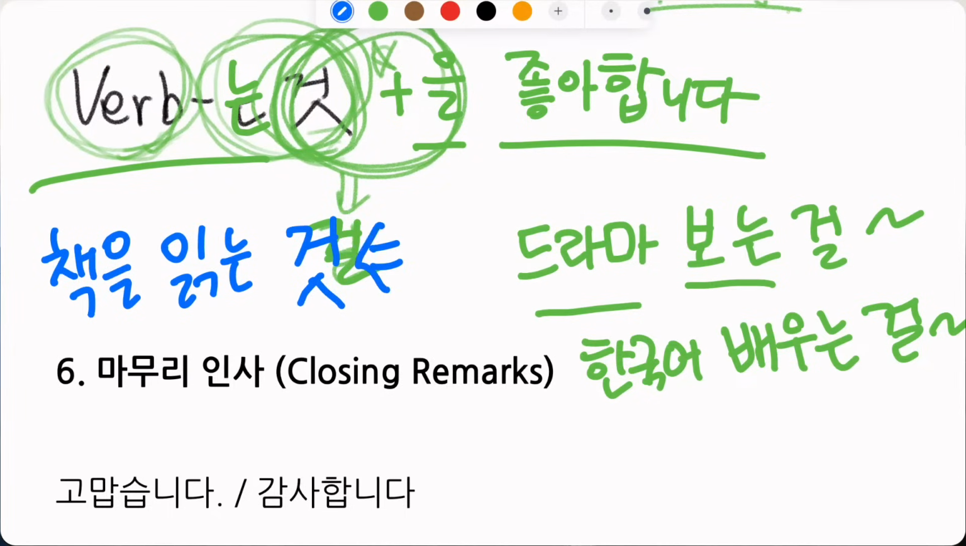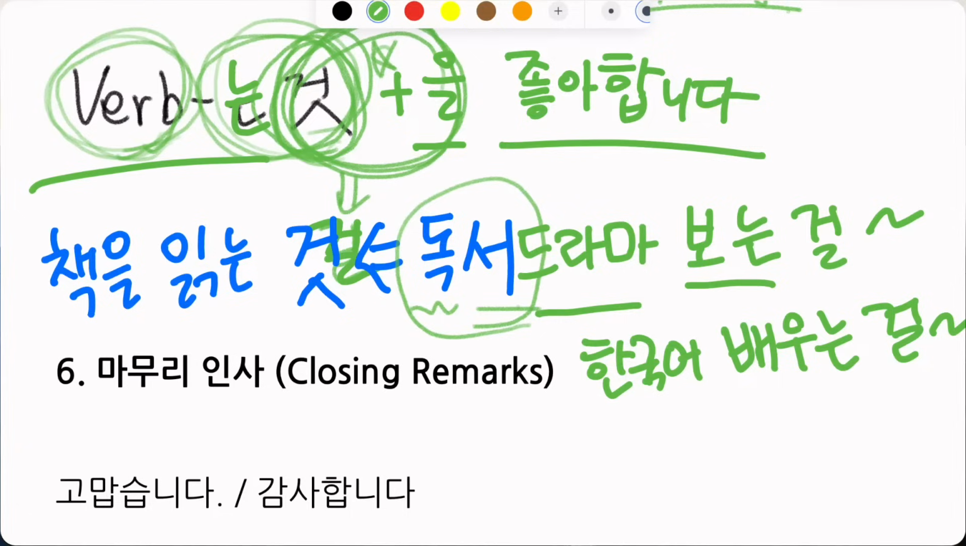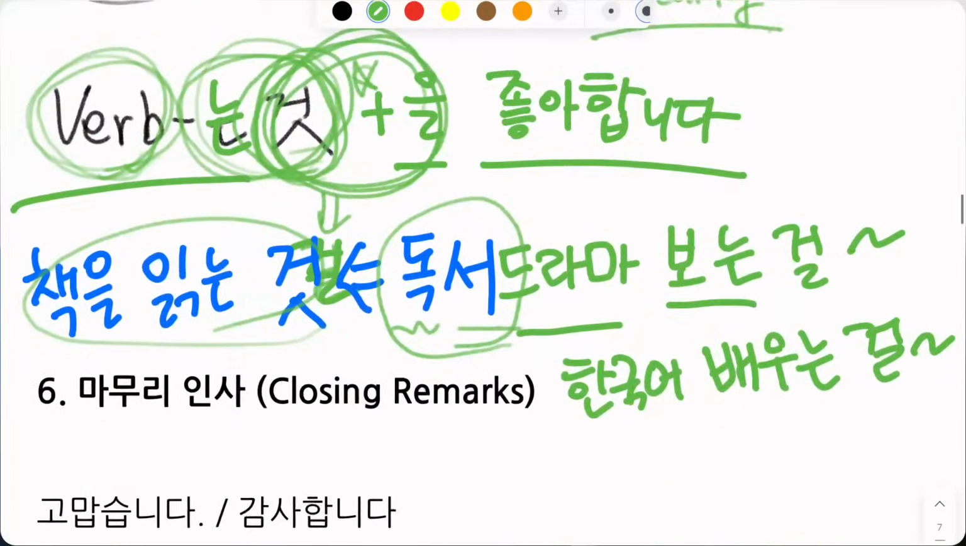word that you can use in place of 책을 읽는 것, which is 독서. 독서 is a Sino-Korean word that literally means reading book. So you can also say 독서를 좋아합니다. 독서를 좋아합니다. And 책을 읽는 걸 좋아합니다. Both mean the same thing. Alright. So that's how you can express what you like.